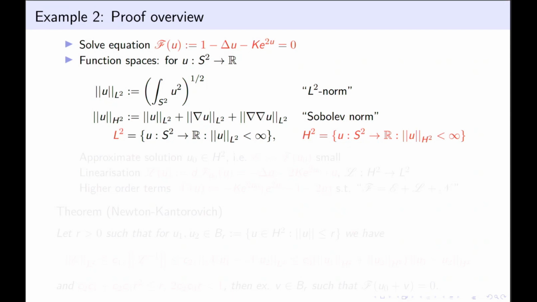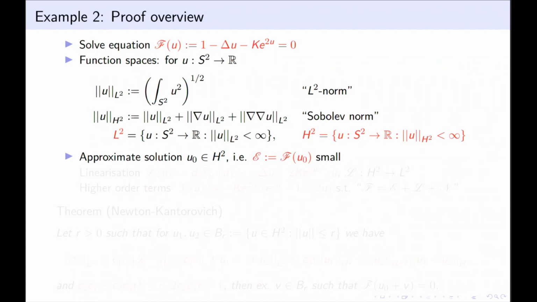So the proof overview is exactly the same as in the toy example. First, we compute an approximate solution, now called U0. What that means is you want the residual to be small, namely small in this norm that I defined upstairs here.